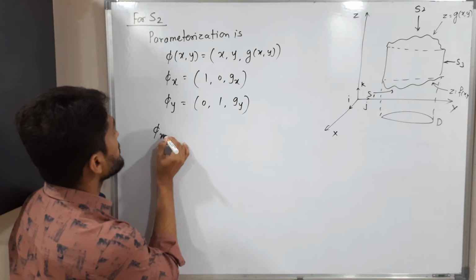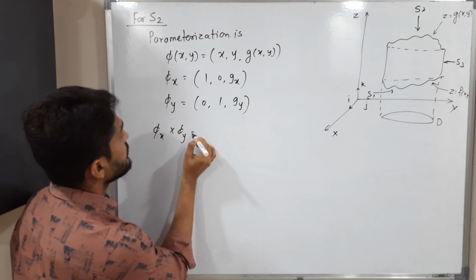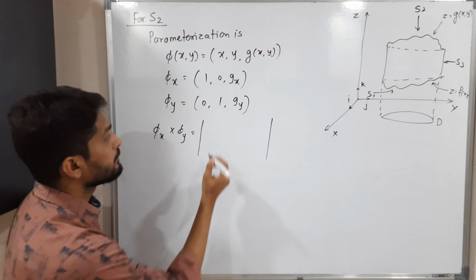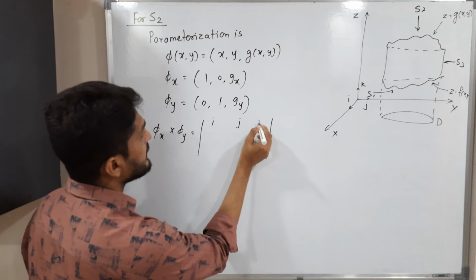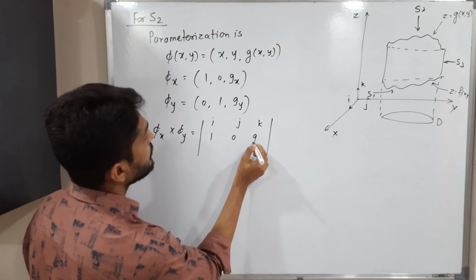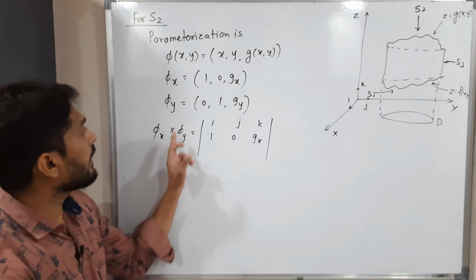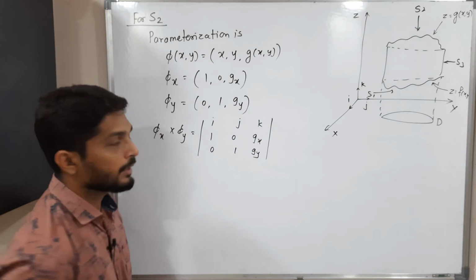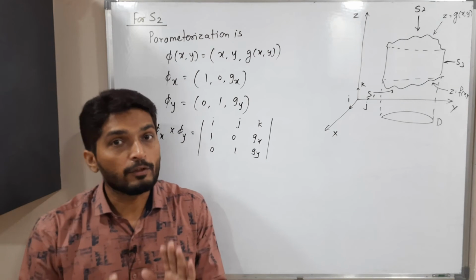So phi x cross phi y. You know well how to find the value of a cross product by solving a determinant. First row is obviously i, j, k, phi x having components 1, 0, g x, right? And phi y having components 0, 1, g y. So you know well how to find the value of the determinant.